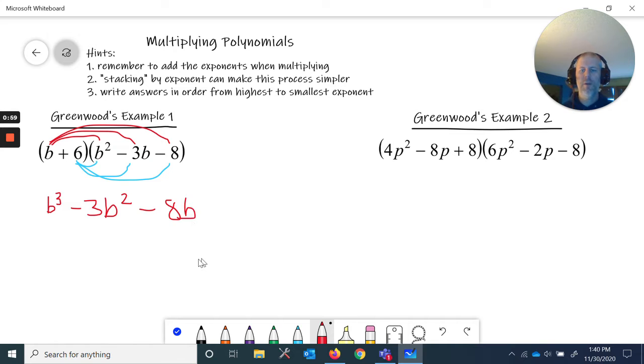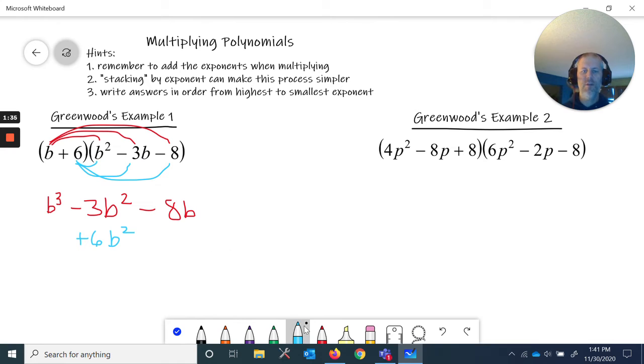Okay, here I'm going to introduce a new strategy for you, and that's called stacking. I'm going to stack by exponent, and that'll help make our process of combining a lot simpler. So now I'm on to doing my blue ones on the bottom. 6 times b squared is 6b squared. So I'm going to put the 6b squared here and just line up vertically by exponent. So b cubes, b squareds, b's, constants. If I had b to the fourth, I'd put them out here. Just go by highest exponent to smallest exponent. That's the last hint.